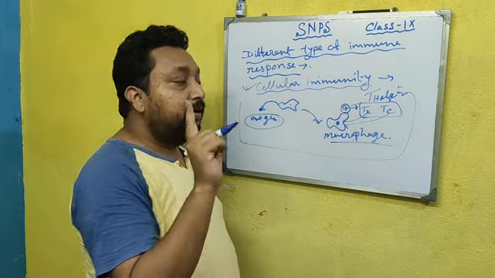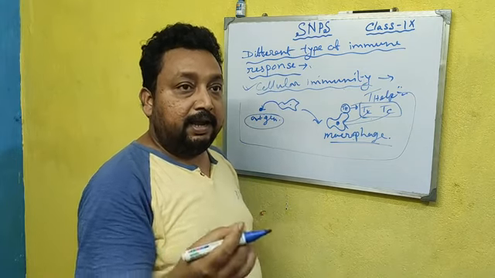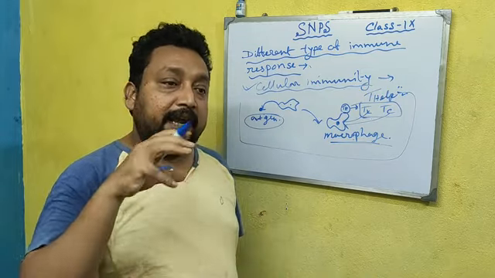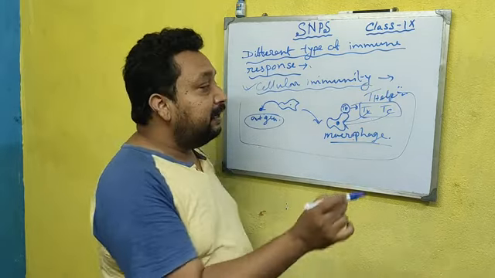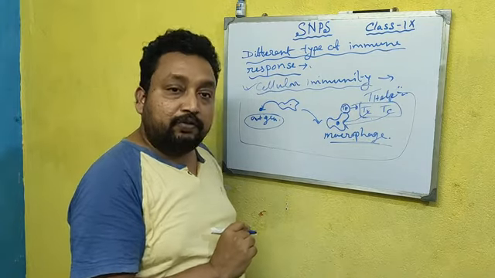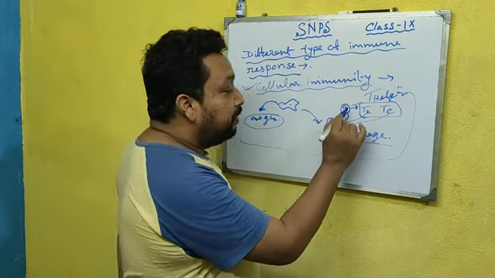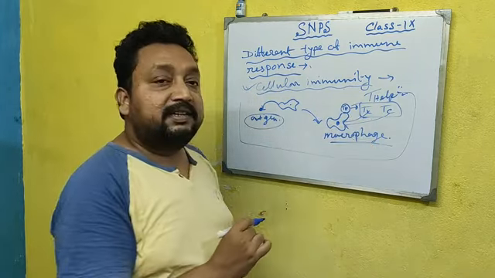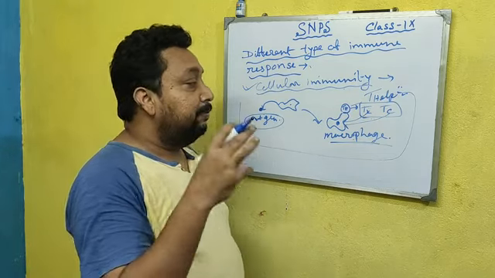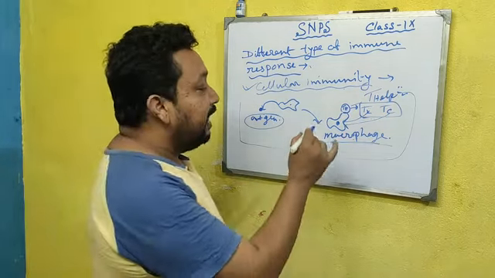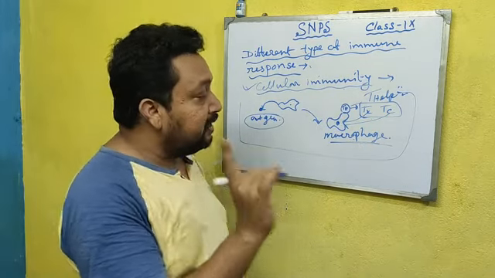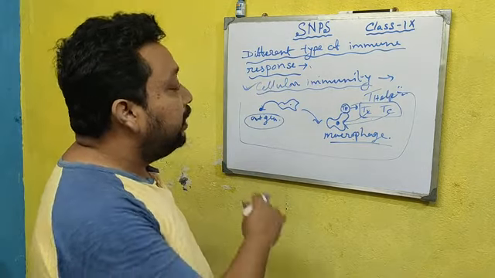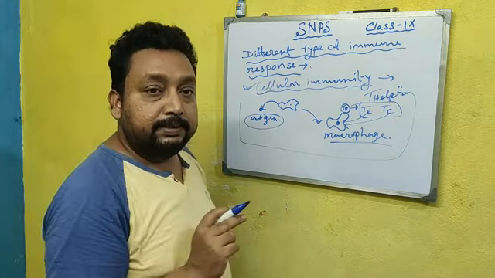So in cellular immunity, first, the antigen enters into our body, then the macrophage engulfs the antigen, then the T helper cell attaches with the macrophage, then the T helper cell differentiates to produce TK cell and TC cell, and with the help of different kinds of T cells, the antigen is destroyed. This type of immunity is known as cellular immunity, and this is the process of cellular immunity that you have to write. Okay?